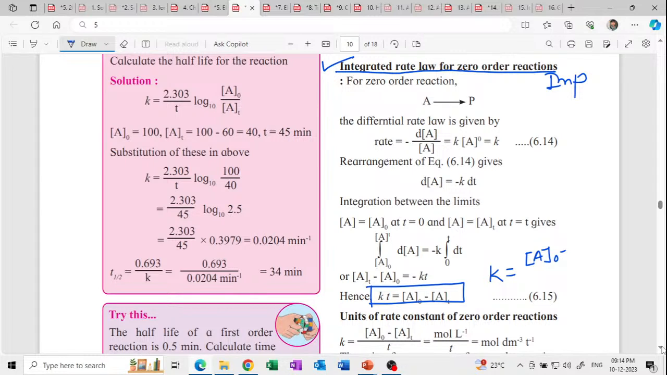Do it for zero order and first order as well. Zero order and the first order, both are important. Zero order and first order integrated rate law expression, zero order as well as the first order.